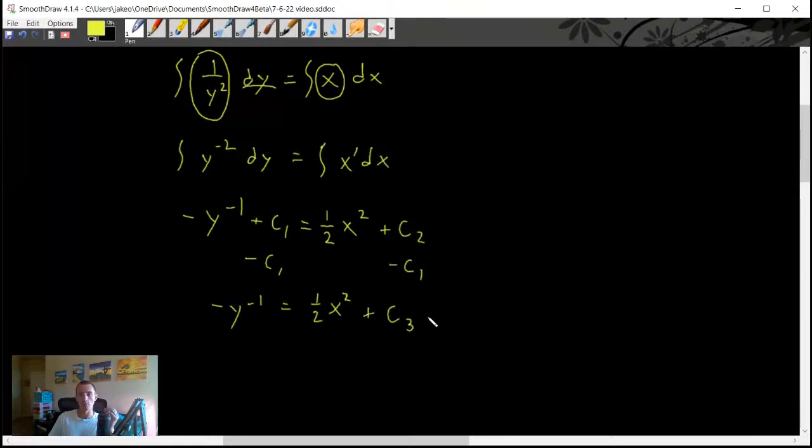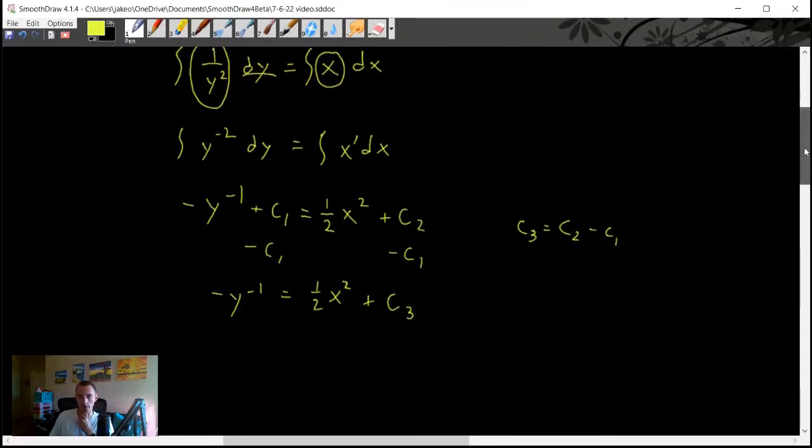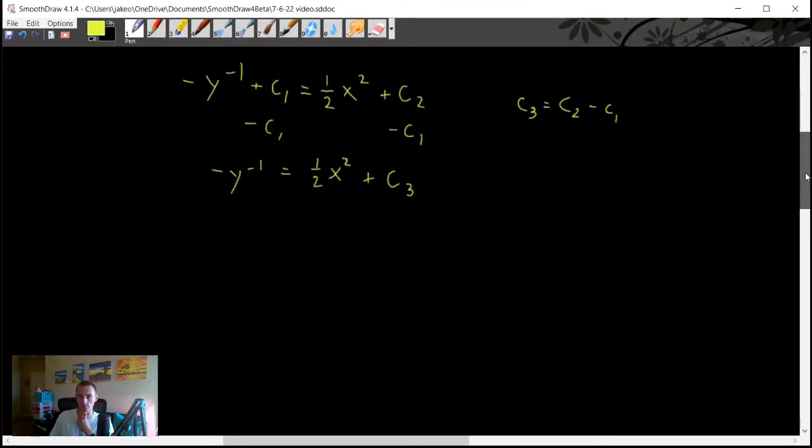Okay. So just something to keep in mind here. Basically, we've arbitrarily decided we're going to use a new constant C3, which is the same as C2 minus C1. That's not too important because typically you're not going to need to know what each of these constants individually are. But later on, if it were an initial condition problem, we would need to solve for whatever unknown constant we have at the end, basically.